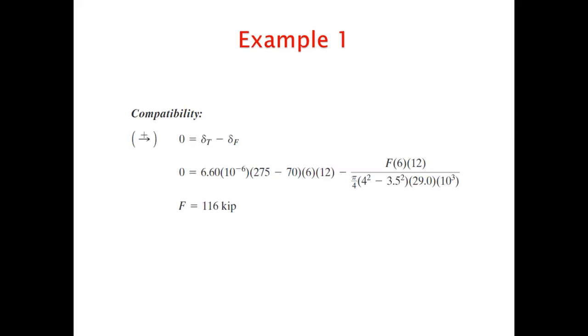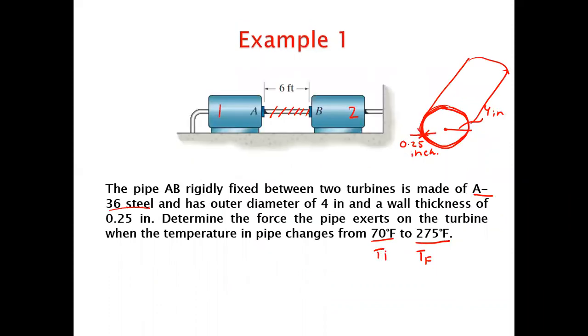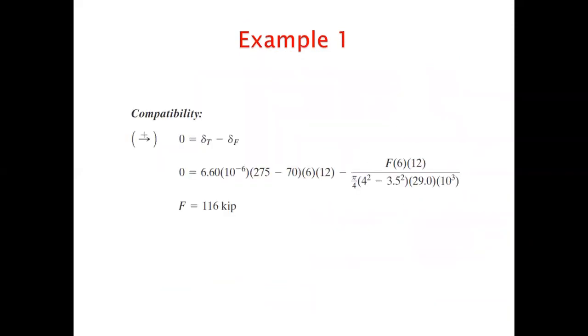Now put everything in the compatibility equation to determine the force. What is our target? Our target: the pipe has a rigid fixed support and turbines is made up of 836 steel and has outer diameter of 4 inch. The wall thickness is this. Determine the force the pipe exerts on the turbine. Okay, so our target is force.